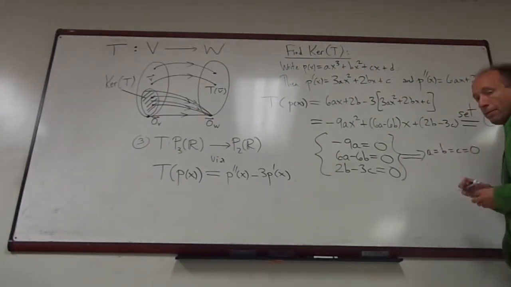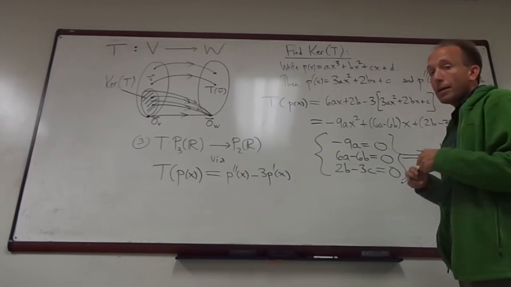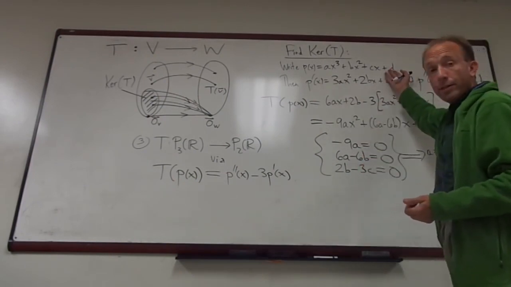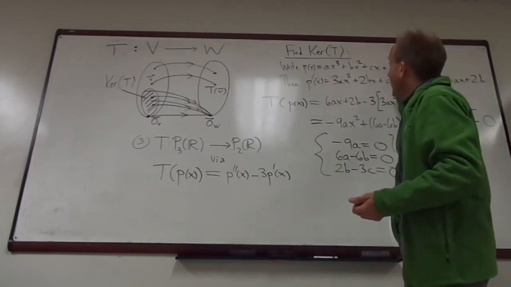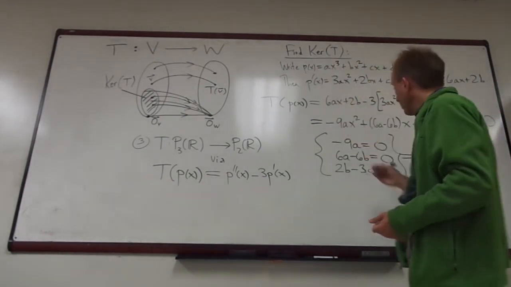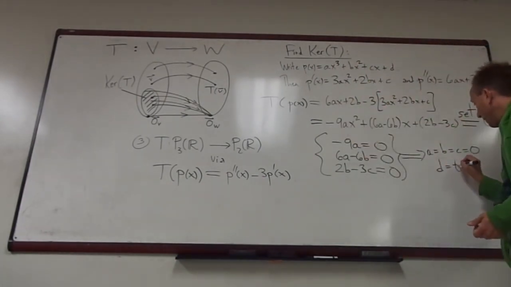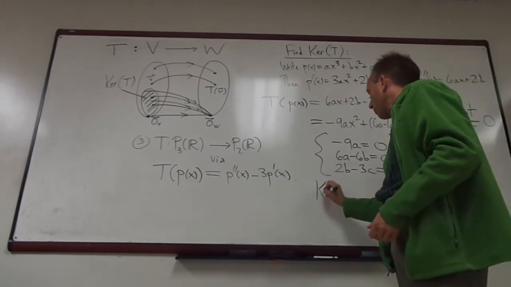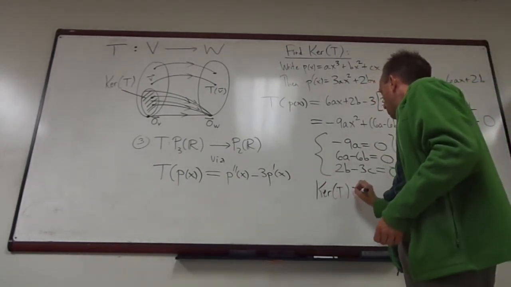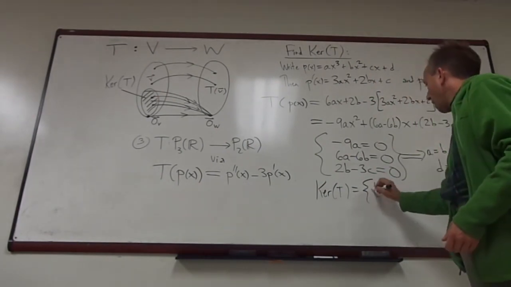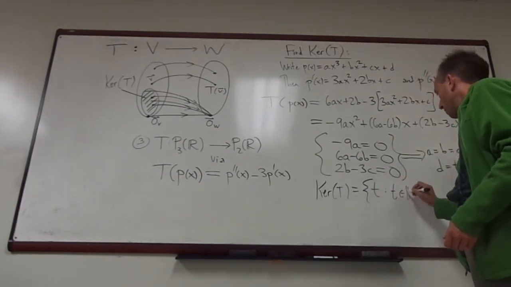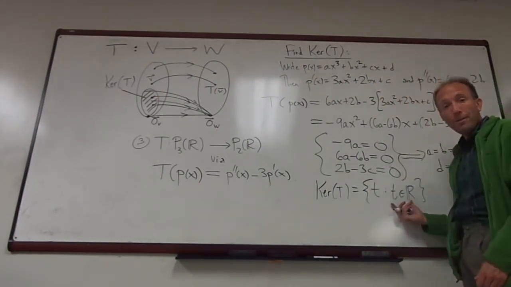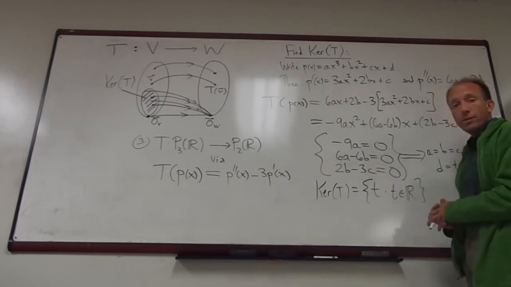And the only variable that is not constrained is D. There is a D up here, and remember, this is the domain. This is the vector in V that we have to look at. So D is actually free. Okay? And so your kernel then, the kernel of T, is just the set of all of these constant polynomials. So D is just some fixed real number. So you're just looking at all the constants.